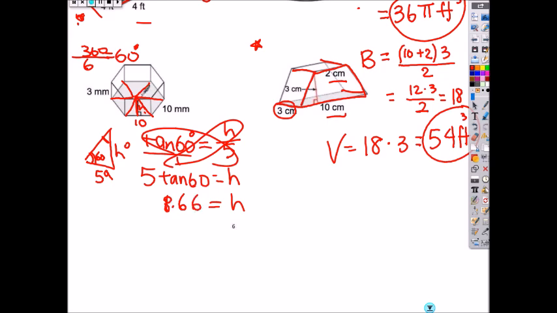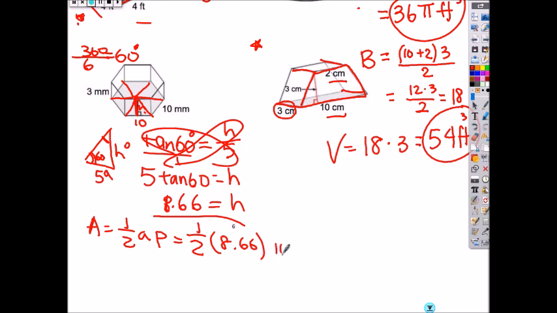So then how do you find the area of a regular polygon? It is half of AP, where A is this, your apothem, 8.66. And P is what? Perimeter. 10 times 6. So plug them in. This area is actually your base, right? They're the same thing. So what do you get?